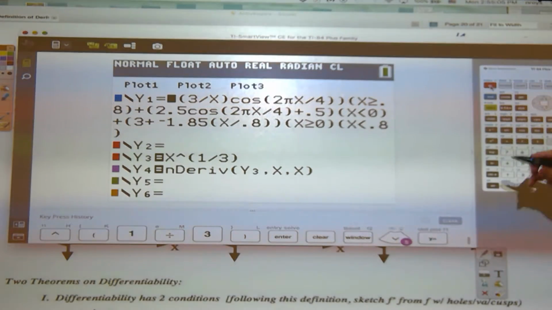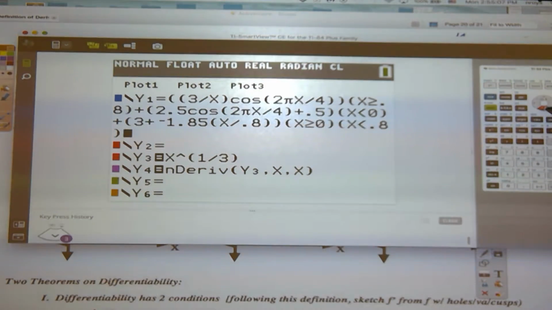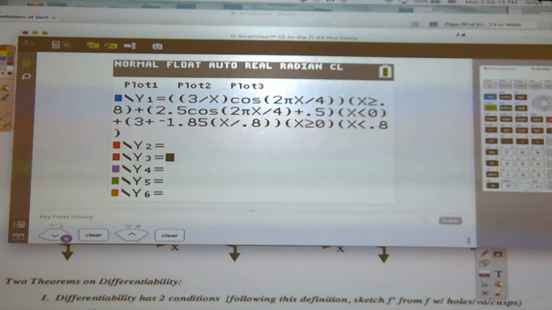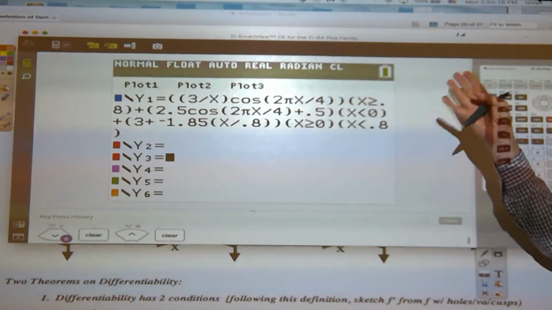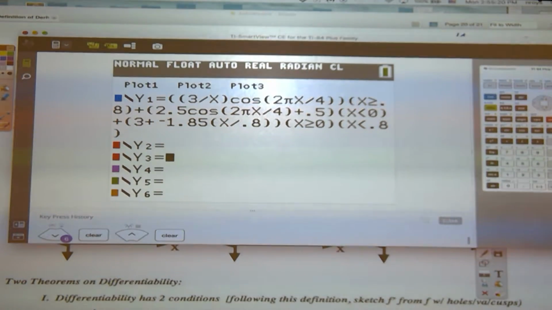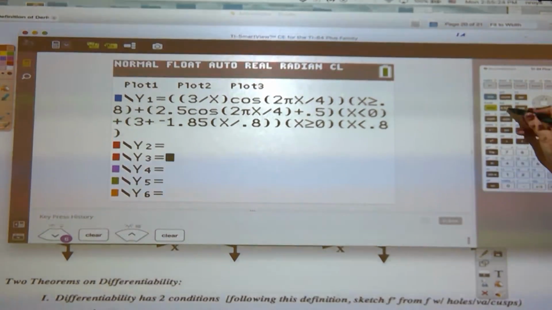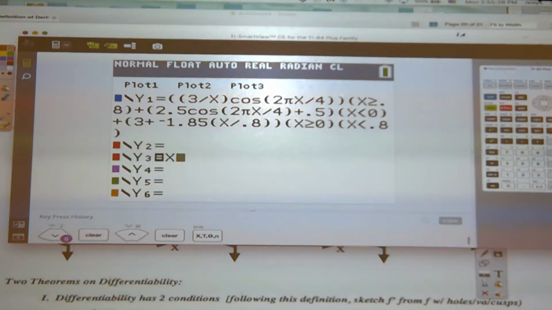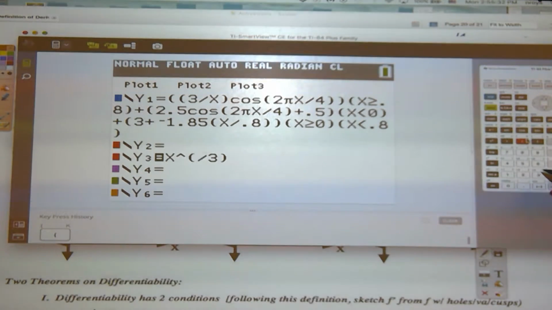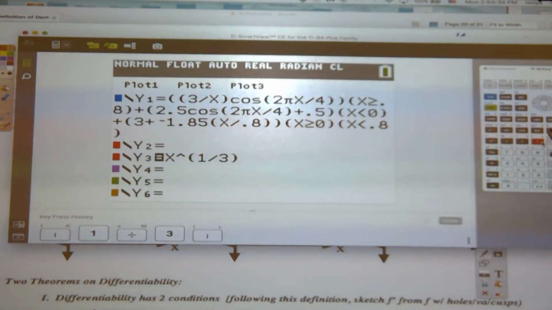Just to show you how powerful the calculator is, go down to y3. If you have something in y3, clear it out. We could put in y1, y2, but I want to show you what happens if y1 and y2 are filled and you want to use y3. Let's type in the cube root function, which can be written as x caret 1 divided by 3. Oops, I forgot the parentheses there. Let's make it x caret parentheses 1 divided by 3.